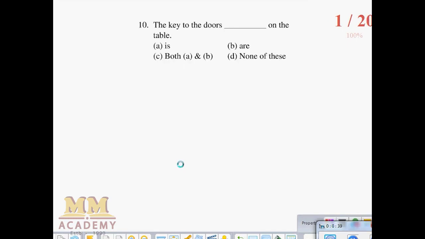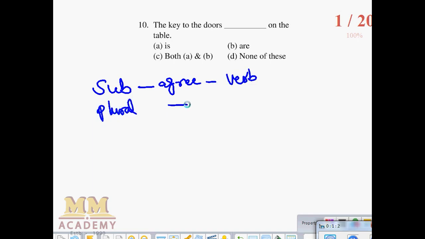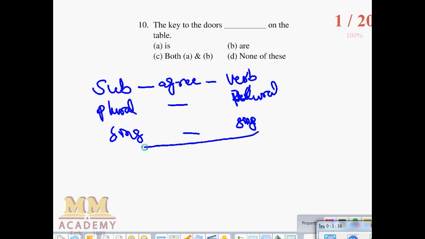includes subject-verb agreement and synonyms and antonyms, right? By subject-verb agreement, we mean that the subject of a sentence must agree with the verb. So, if the subject is plural, the verb must be plural. And if the subject is singular, the verb must also be singular, right? This is what we mean by subject-verb agreement, right?